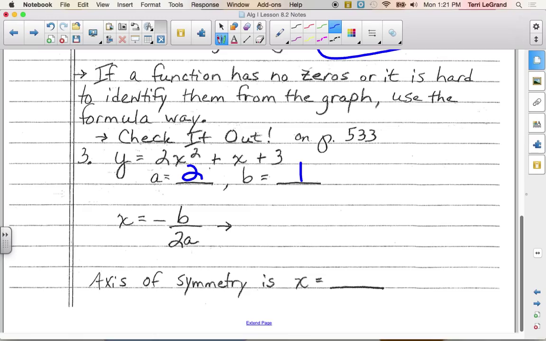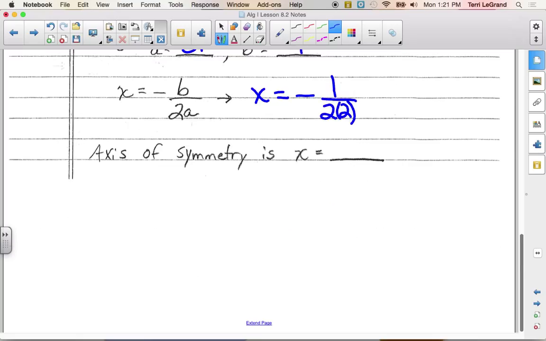Because we're going to use our little formula here. X equals the opposite of B divided by 2A. So X equals the opposite of B, which is -1, divided by 2 times 2. So that becomes X equals -1/4.